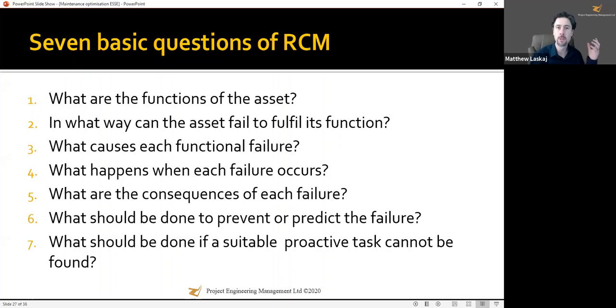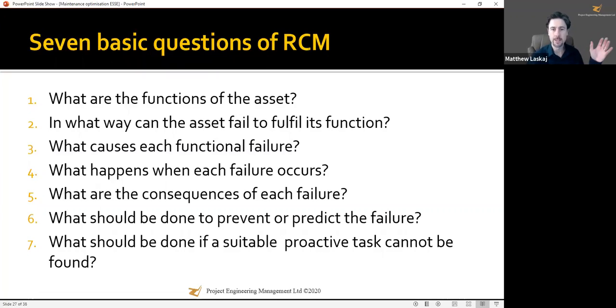So when our light bulb blows, we don't maintain a light bulb, we've got a stash of light bulbs in the cupboard. Or if it's got a higher consequence, what can we do to prevent it or predict the failure? So the condition-based monitoring. If we don't have a suitable answer for number 6, what can we do that's proactive, or maybe we need to redesign it?